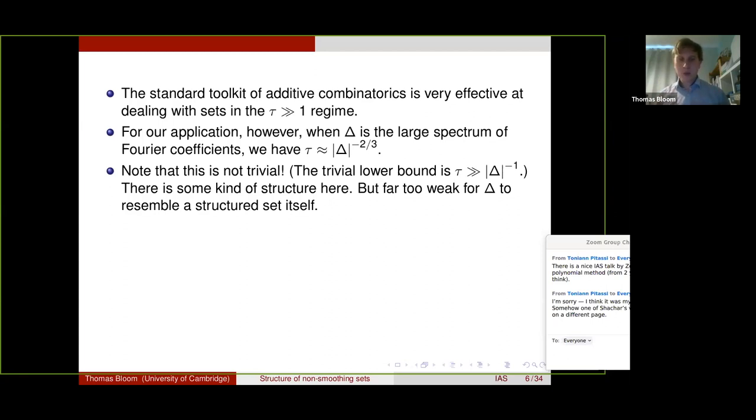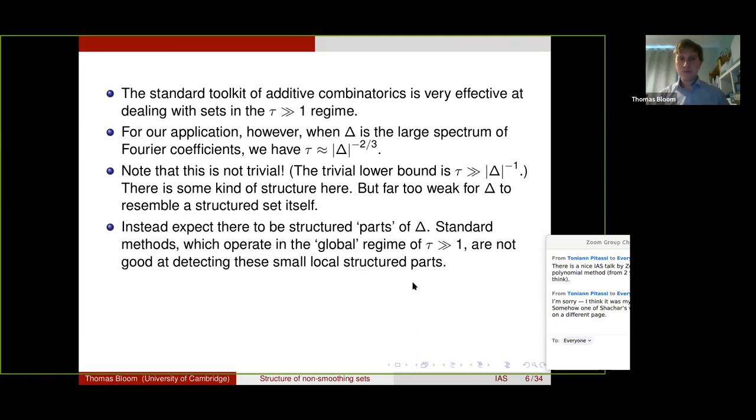And in particular, the amount of structure that we're detecting is far too weak for delta to actually resemble itself a structured set. Okay. So in particular, delta itself does not look like a coset or an arithmetic progression. That's not what spectra look like. And instead of expecting that delta itself globally is structured, what this kind of energy bound is telling us is that there should be structured parts of delta. Okay. As we saw in the previous talk, that's what happens.